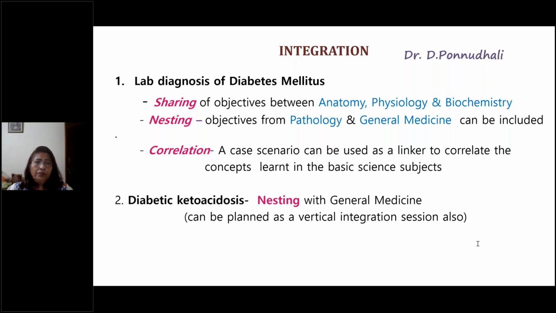Next topic for integration will be diabetic ketoacidosis. Here nesting of objectives from general medicine can be included in our lesson plan, and it can be planned as a vertical integration session also.